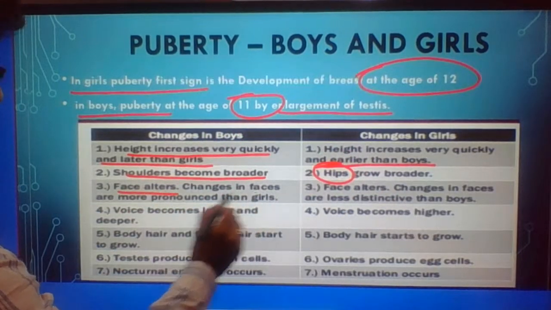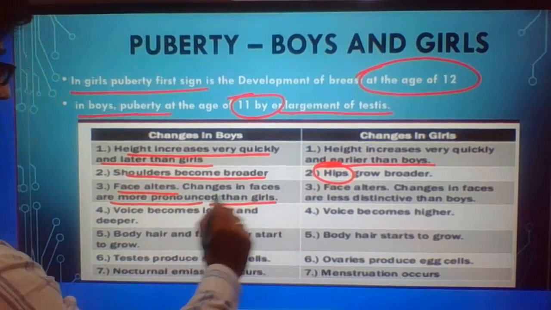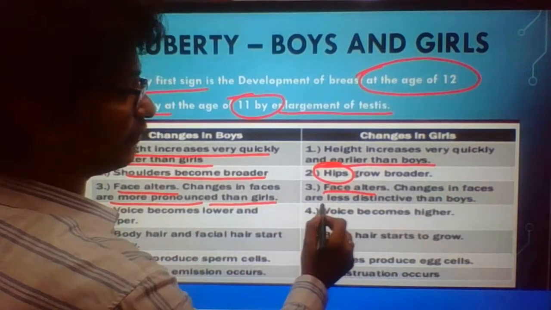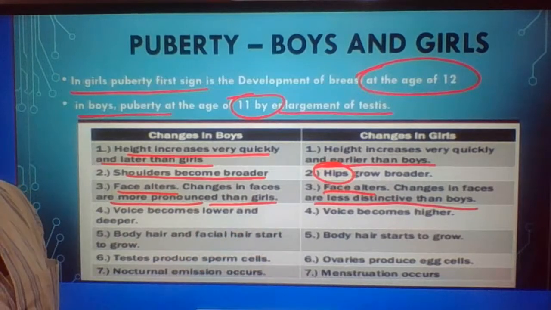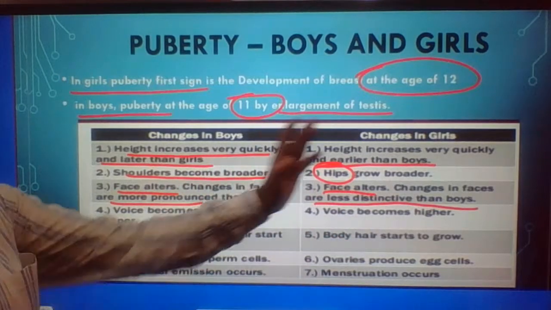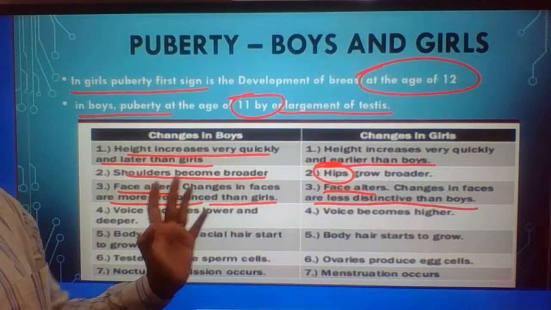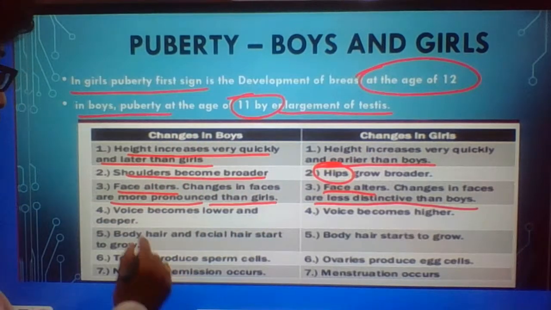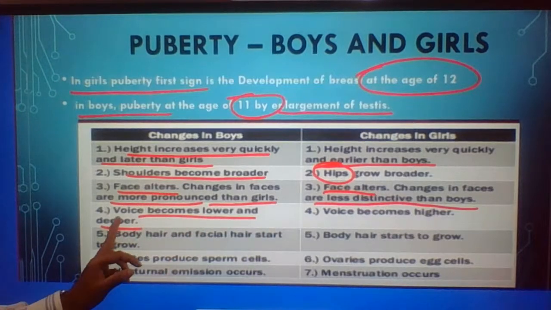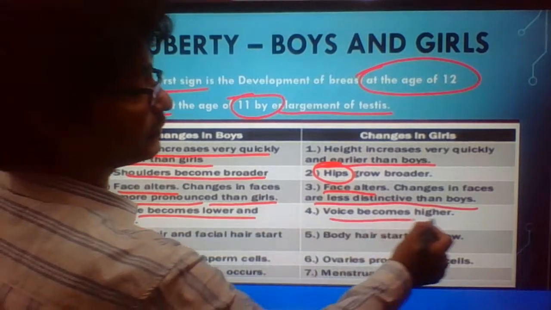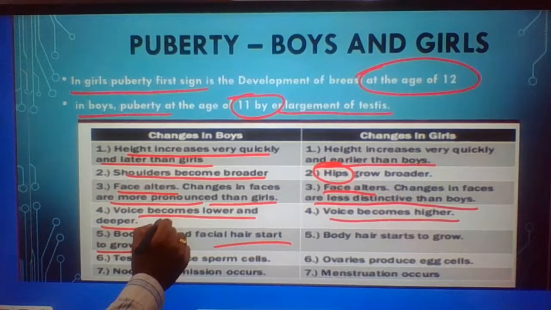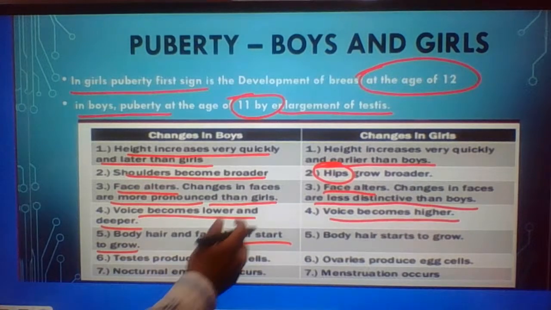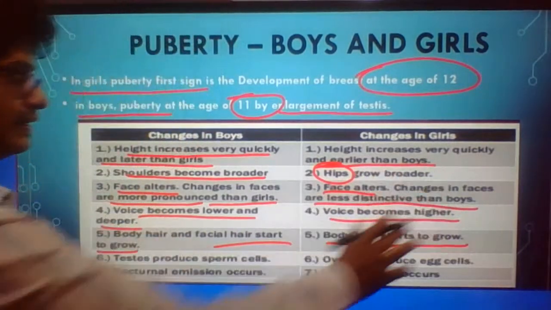In boys, the face alters and changes in the face are more pronounced than in girls. In girls, changes in the face are less distinctive than in boys. Once a boy attains puberty, the face undergoes a sudden transfiguration compared to girls. In girls, the changes happen gradually, but in boys abrupt facial changes occur. Then the voice becomes lower and deeper in boys. The voice becomes higher in girls. Then body hair and facial hair start to grow in boys, like a beard, as you could see. Body hair starts to grow even in females.